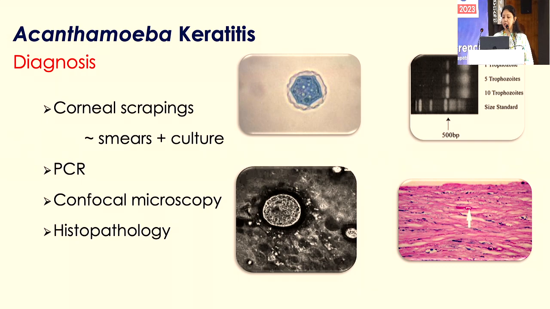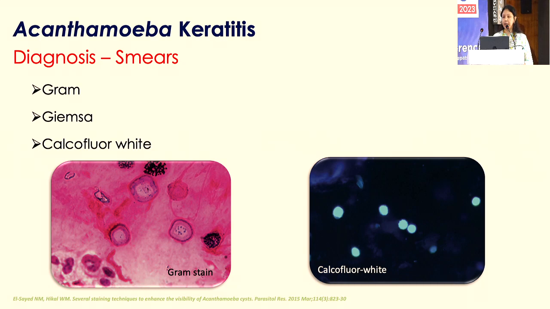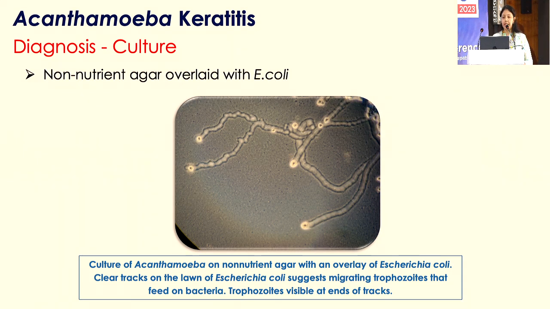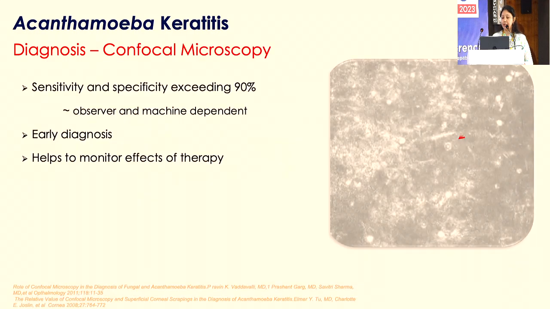Diagnosis, we have several tools. On smears, we can use Gram's, Giemsa, or Calcofluor White to enhance the visibility of parasite. The acanthamoeba cyst can be seen as a double wall structure with inner wall being hexagonal in shape. It's cultured on non-nutrient agar with E. coli overlay. Clear wavy tracks on the culture plates are seen as shown here. These clear tracks suggest the migrating trophozoites that feed on the bacteria, and you can see the trophozoites visible at the ends of the tracks. PCR is an excellent tool but of little use in a daily practice.